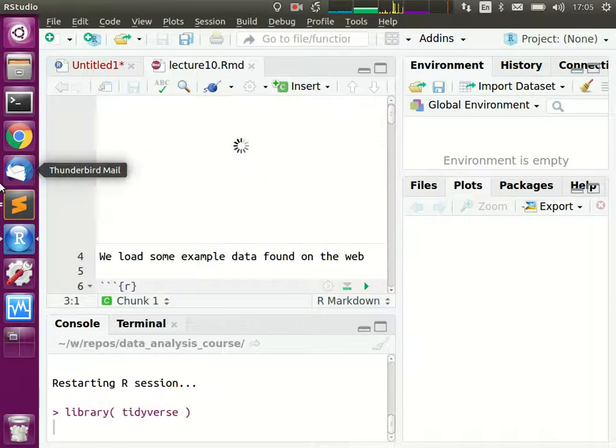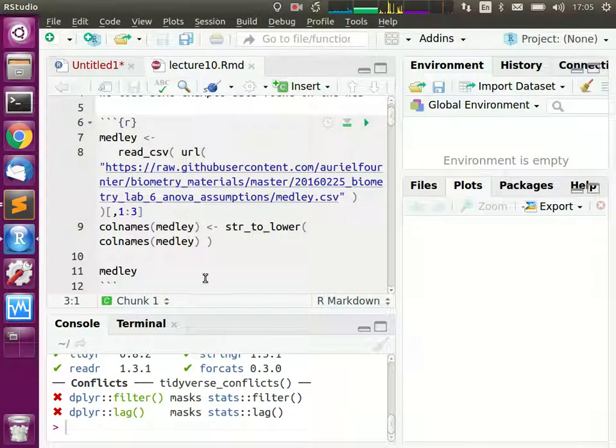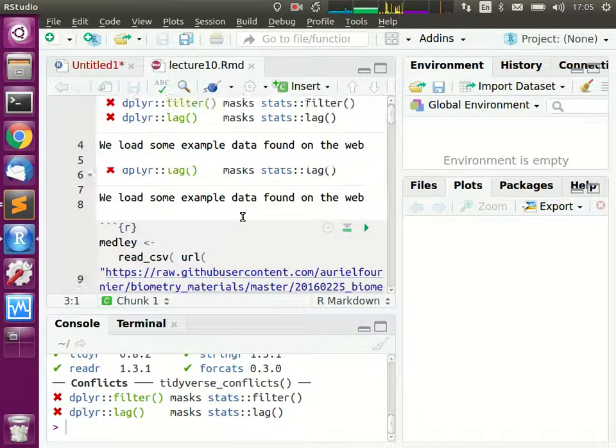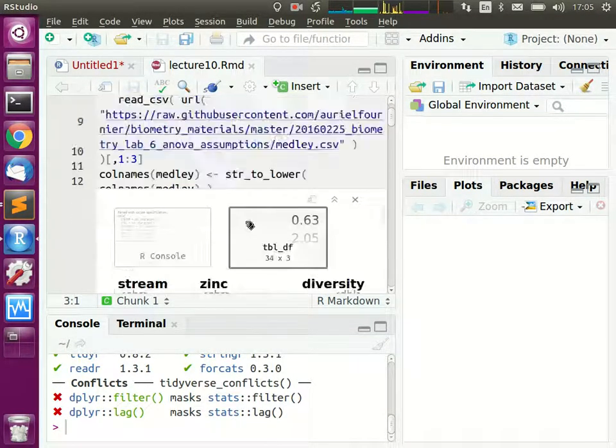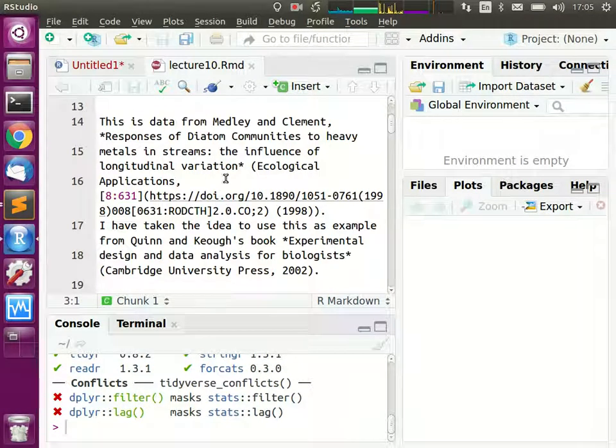So I load my tidyverse as usual. And what I've now done, I've looked for an example data set, and I opened some arbitrary statistics textbooks. In that case, I actually found the statistics textbook by Quinn and Keough, Experimental Design and Data Analysis for Biologists. It's a couple of years old, but I think it's still quite useful, especially to find example data.